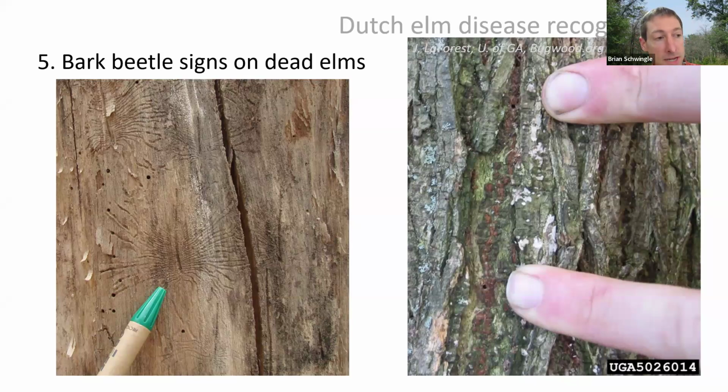When the adult beetles emerge from the tree, they leave very tiny exit holes, like you can see on the right. Those people's fingers are pointing to those very tiny exit holes. So if you see an elm that's dead and you go up to it and you see bark beetle feeding tunnels, called galleries like this, you can almost be assured that that elm was killed by Dutch elm disease.